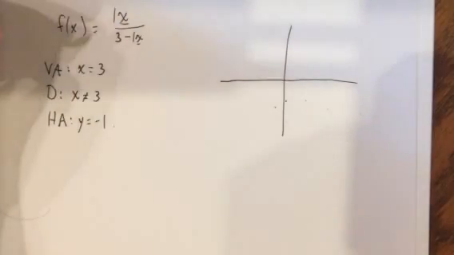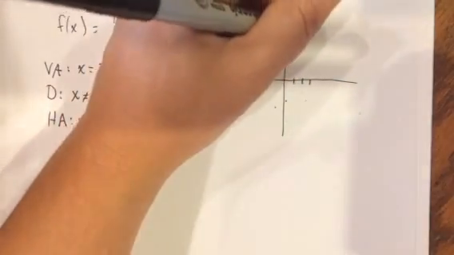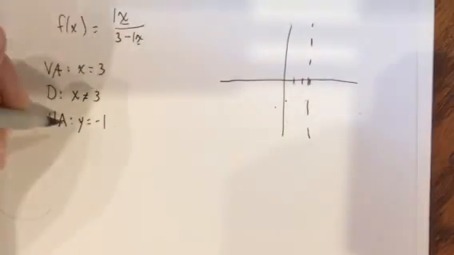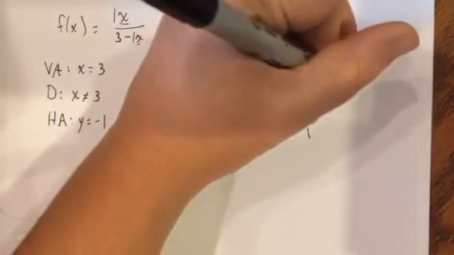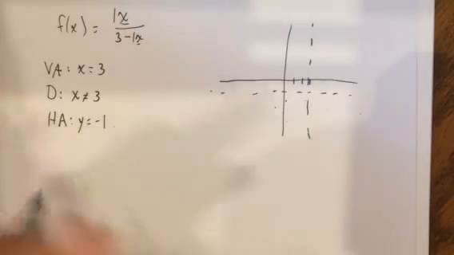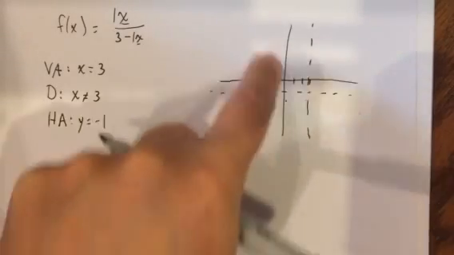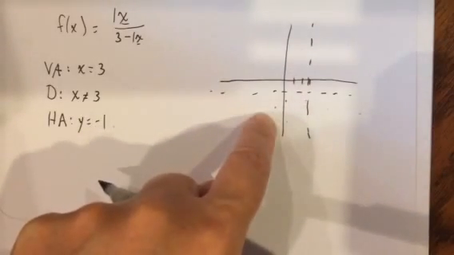So let's go ahead and try to draw this out. If I try to draw this out, I'm going to get a vertical asymptote at 3, and a horizontal asymptote at negative 1. Okay, so now I need to know where in my quadrants my graph actually lies, because it seems to be 4 sections.